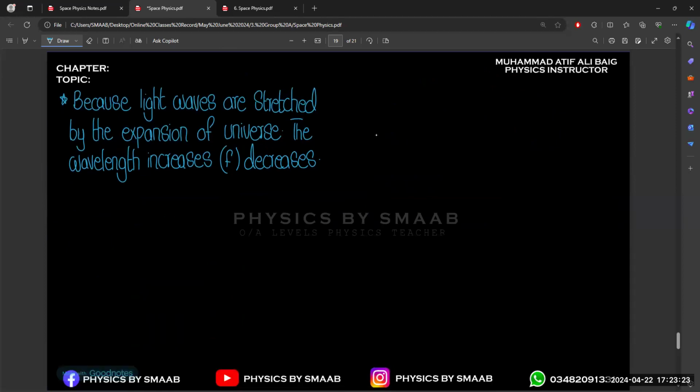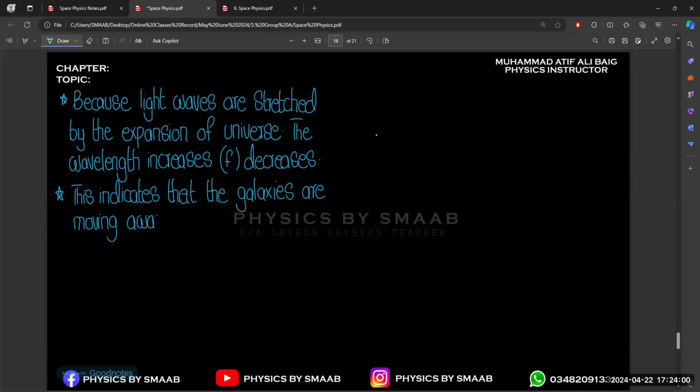That's why we observe this stretching in the light waves. So this indicates that the galaxies are moving away from each other.